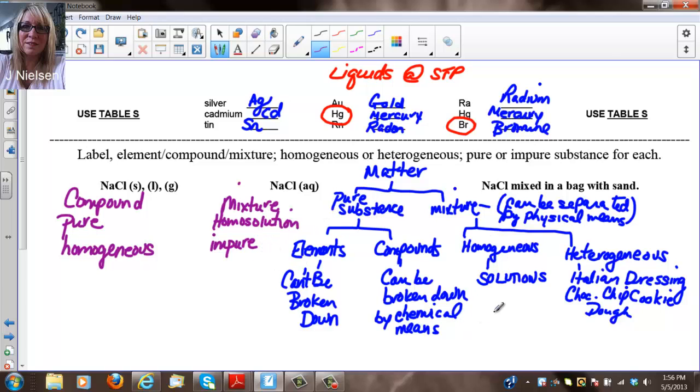And our last one over here, NaCl mixed in a bag with sand. I'm going to put that down below. So we know that this is also a mixture. And this is going to be heterogeneous because we can't be assured that the NaCl is going to be evenly distributed throughout the bag of sand. So this is going to be heterogeneous. And it is impure. Okay.